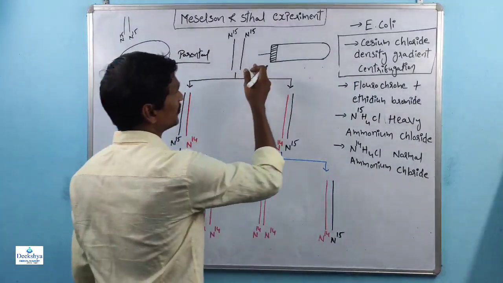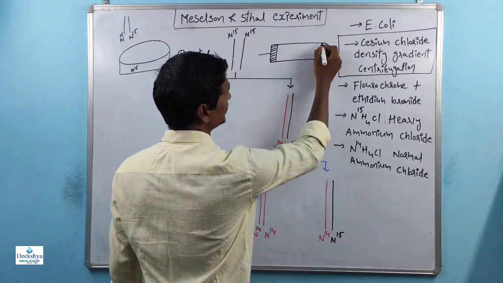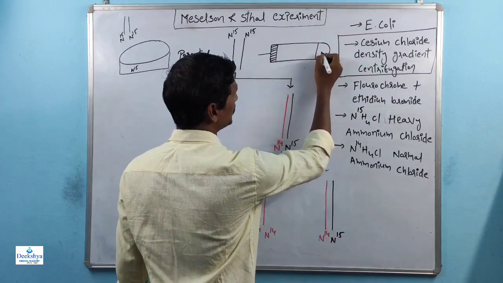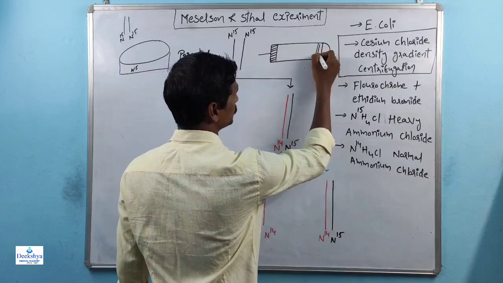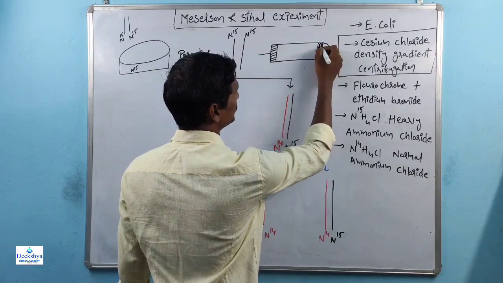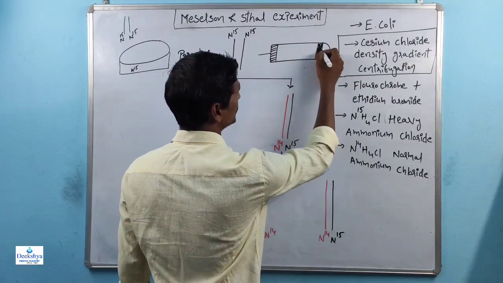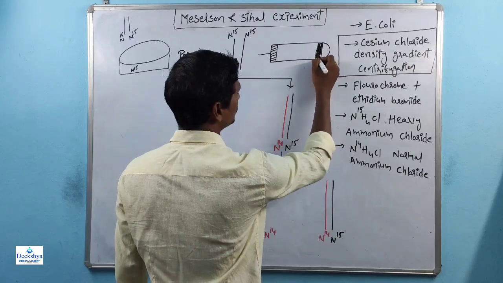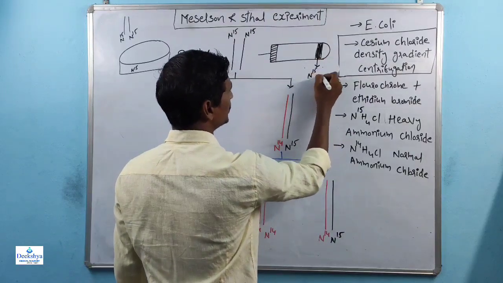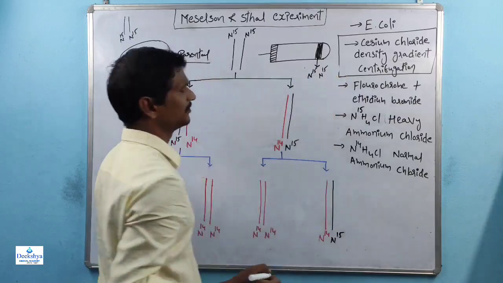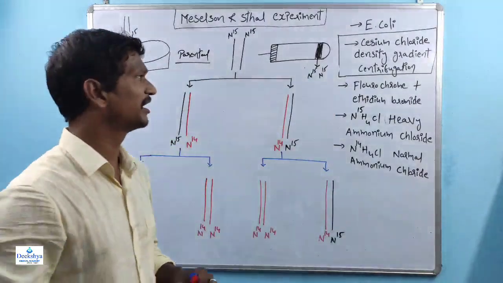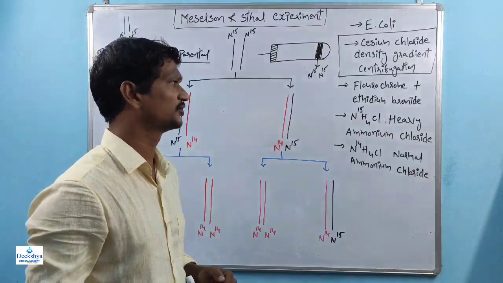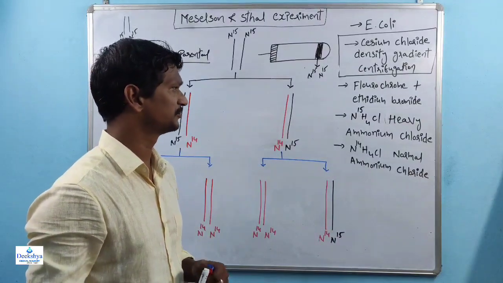So we have collected the N15 and N15 DNA. That DNA band formed at the bottom side of the test tube. This one indicates the N15 and N15 band, and that band is formed at the bottom side of the test tube.